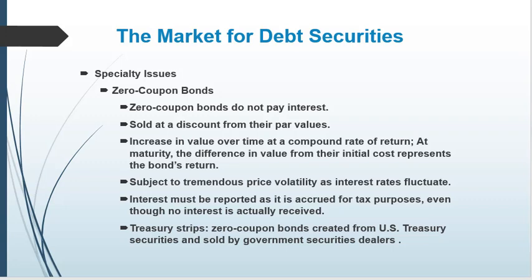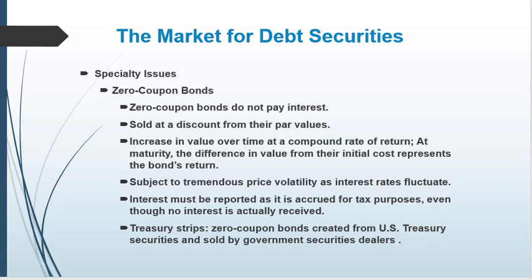Again, a couple of specialty issues to talk about. Zero coupon bonds. They don't pay any interest, so they sell at a discount. Sometimes it's referred to as a deep discount from their par value. Now what happens is, since they don't pay interest and they sell at such a deep discount, over time, as we talked about earlier, the price has to move towards $1,000.